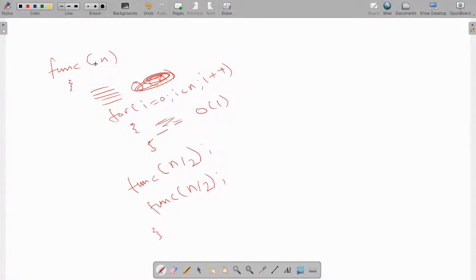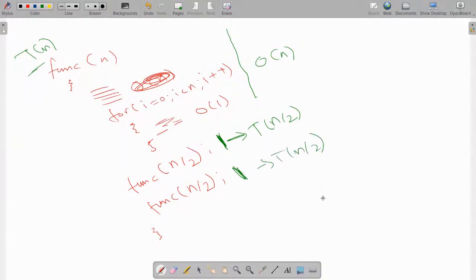Now what is the complexity of the entire function? Whenever a call is made, executing up to here has complexity O of n, and then there are calls to the same function. If the complexity is T of n here, the complexity of each call will be T of n by 2. So the overall complexity T of n will be equal to 2T of n by 2 plus O of n.